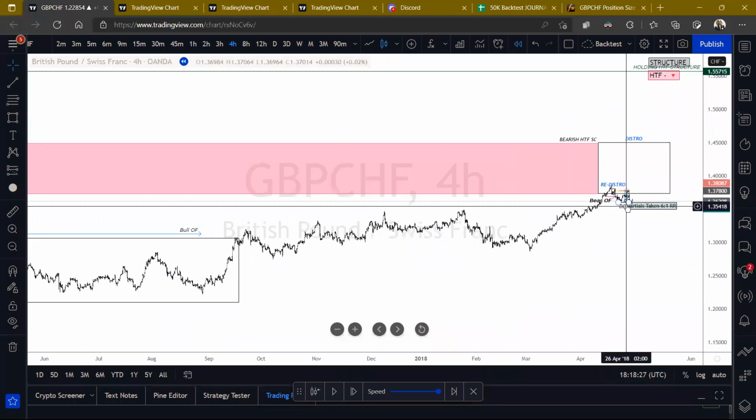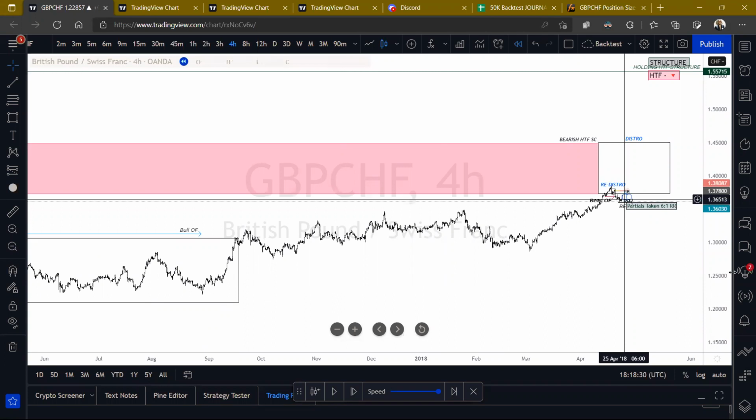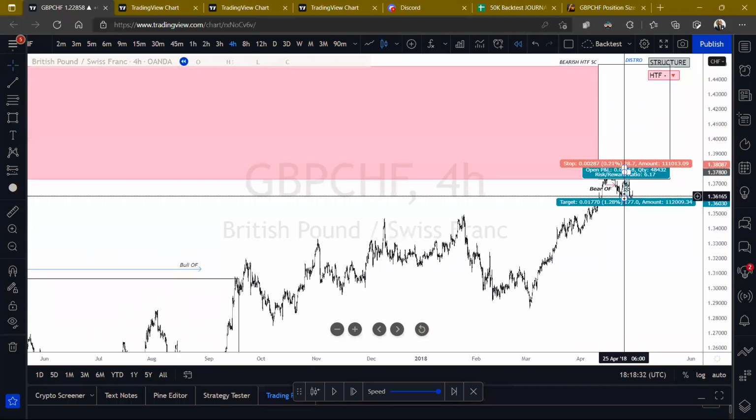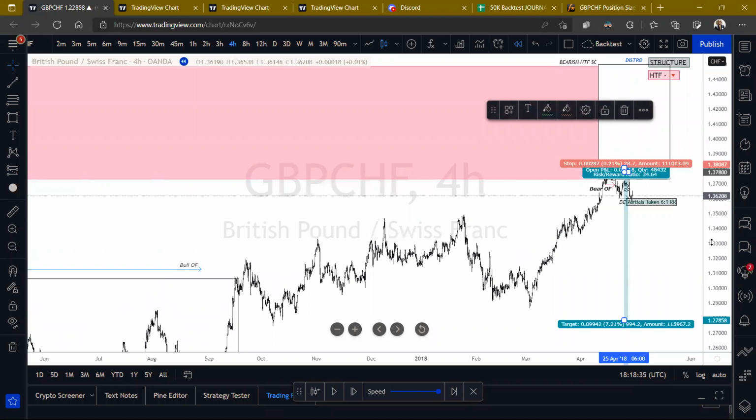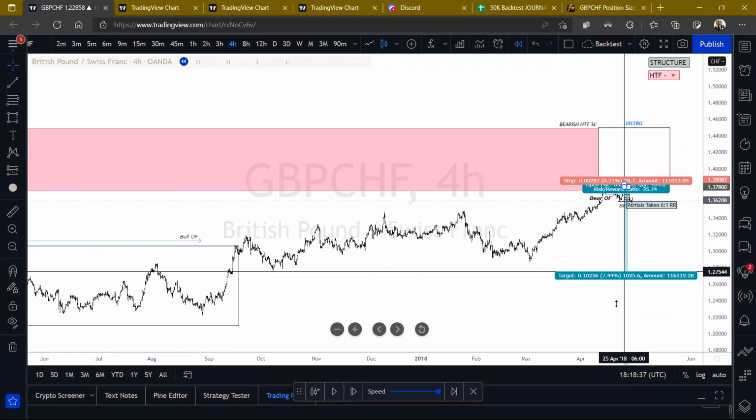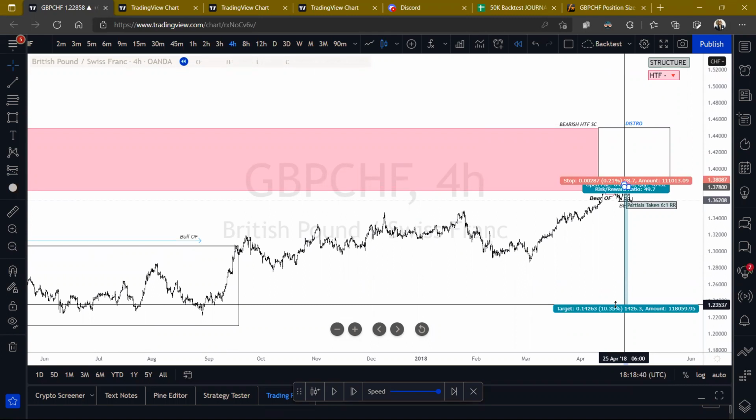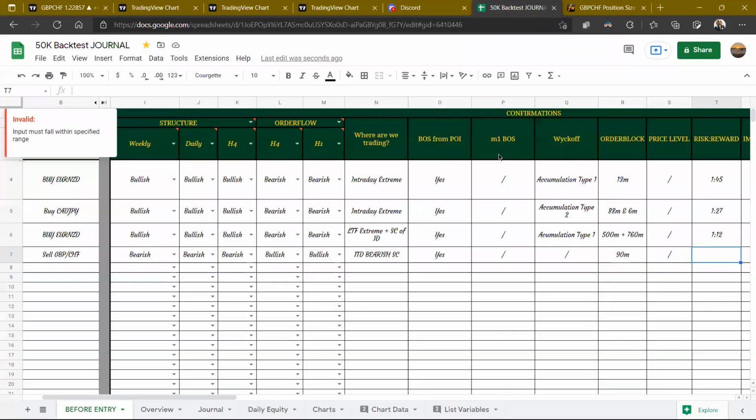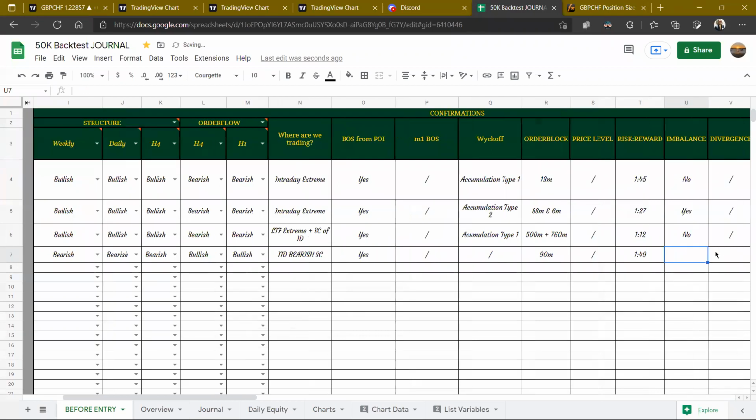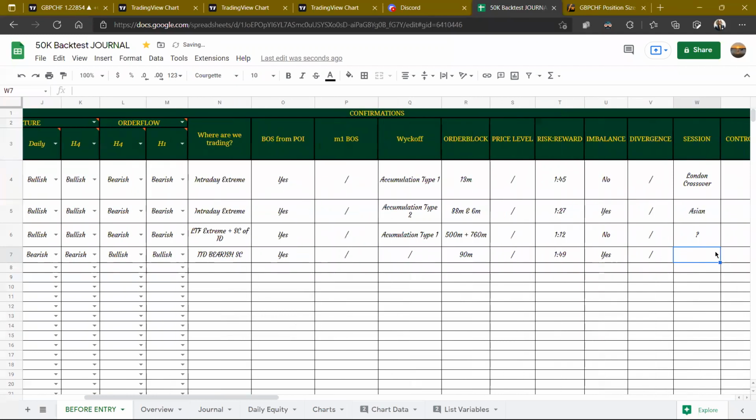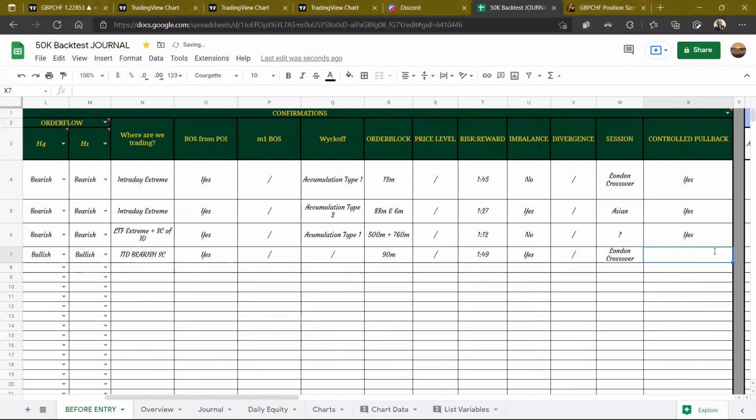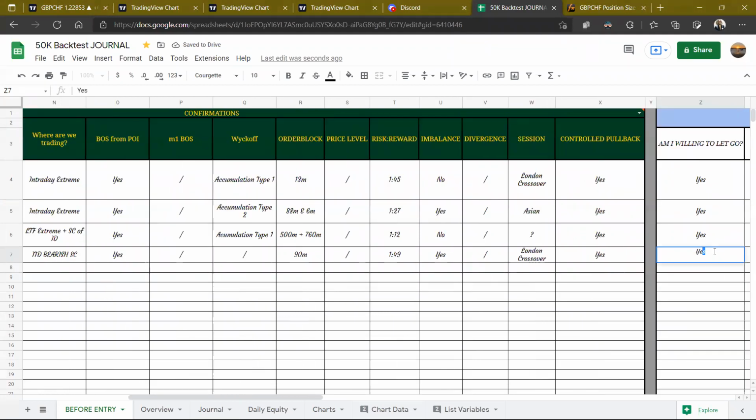TP2, TP3 here. 1491. Imbalance, yes. Divergence, control session. Stay activated during crossover control. Yes. No, wait.